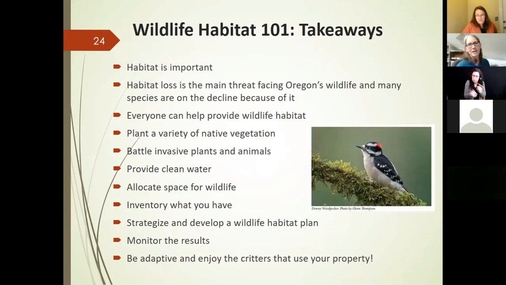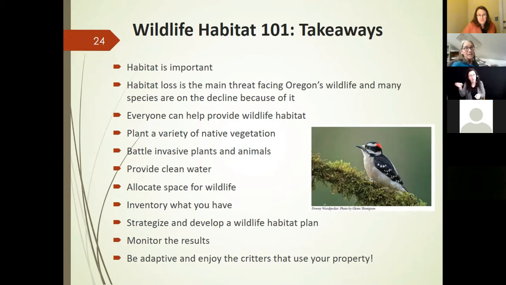Okay, so key takeaways. Habitat is important. A lot of Oregon's wildlife are on the decline, and the main reason is wildlife habitat loss. So anything small or large that you could do can have a real significant helpful impact on wildlife species. And diversity is key, a variety of native vegetation, because it starts with the plants and then the insects. The insects are the food for so many critters.